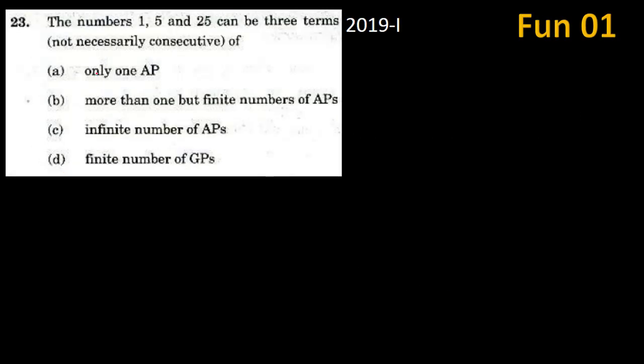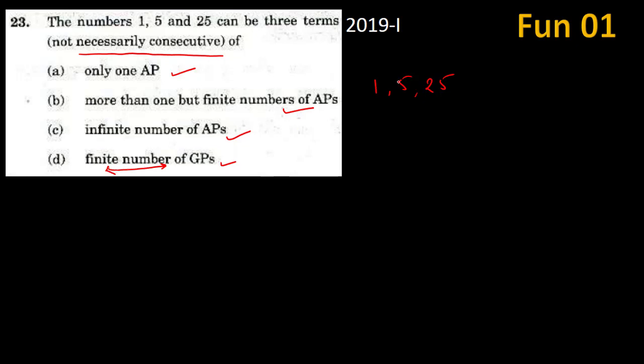Next. The numbers 1, 5, 25 can be 3 terms, not necessarily consecutive, of only 1 AP, more than 1 AP but finite APs, infinite number of APs, or finite GP. First of all, let's check whether they can be in a GP. 1, 5 and 25 can be 3 terms of a GP. Finite number of GP means it is more than 1.